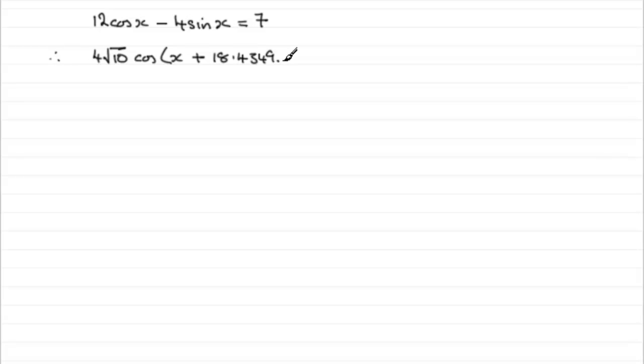And alpha was 18.4349 and so on. Try not to use the rounded version because you possibly could carry through rounding errors. Okay, so that's an unrounded version, and then that equals 7. So to do this now, we need to get rid of the 4 root 10, or you might have that as the root of 160, but we need to divide both sides by that value, and that gives us the cosine of x plus the 18.4349 and so on degree angle equals 7 divided by 4 root 10.